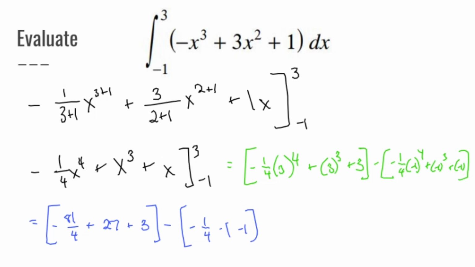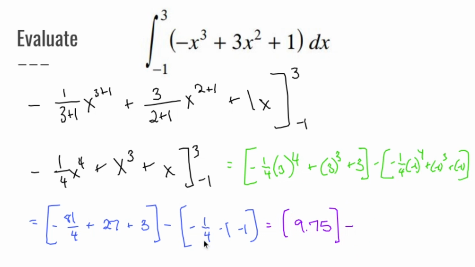All right, so I'm just going to use decimals because that's probably the easiest way to go. That's -20.25, right? -20.25. This guy becomes 30, so -20.25 taken away from 30 is 9.75.